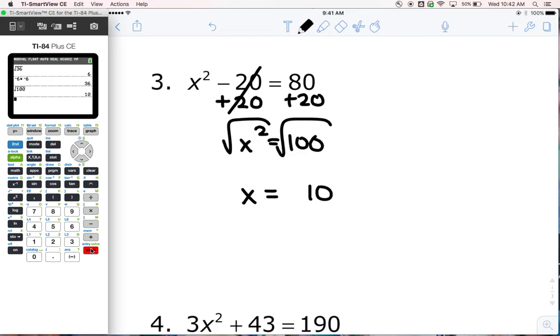Don't forget though, positive or negative 10. Your calculator doesn't tell that to you. That's something you have to remember. And again, it all comes back to the fact that what squared equals 100? 10 times 10, or also possibly negative 10 times negative 10.